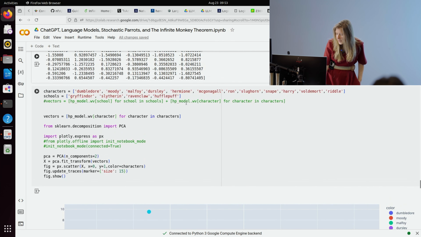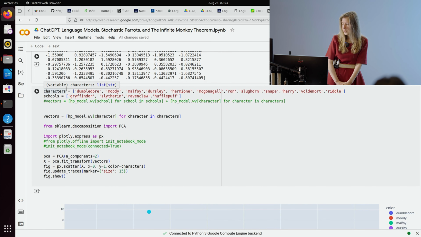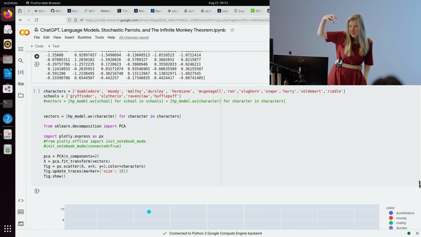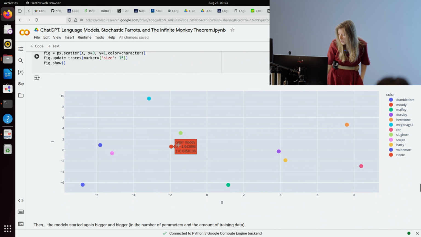So let's take this characters and schools example. We have these characters, Dumbledore, Moody, Malfoy, etc., and the schools in Harry Potter. Then we project their representations into two-dimensional space. And you see, the dots correspond to these concepts. In one part of space, we have Harry and his friends: Dursley, Harry, and Hermione. So this is the cluster. We also have Ron. Those are these friends.